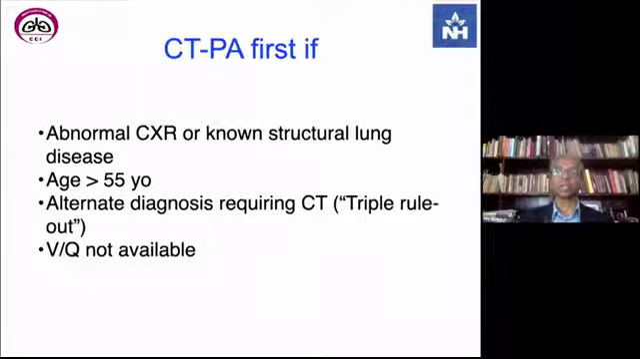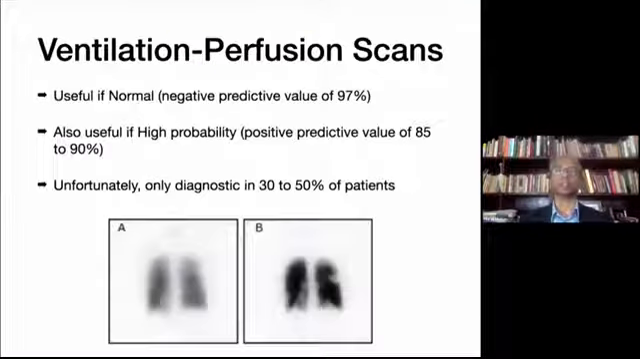However, if you need to do a triple rule out, or you have an older person who's therefore at higher risk, if a person has an already abnormal looking chest X-ray, which means he either has a PE or he has a known structural lung disease, so a CTPA will be useful in picking up the structural lung disease. And of course, if the VQ scan is not available, you proceed to do a CT pulmonary angiogram.